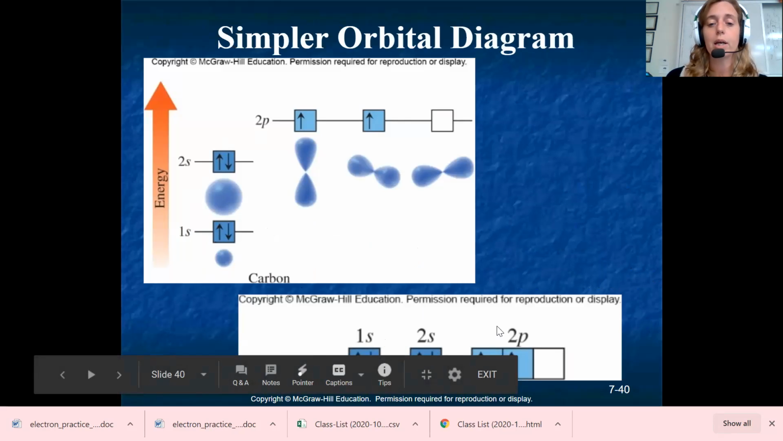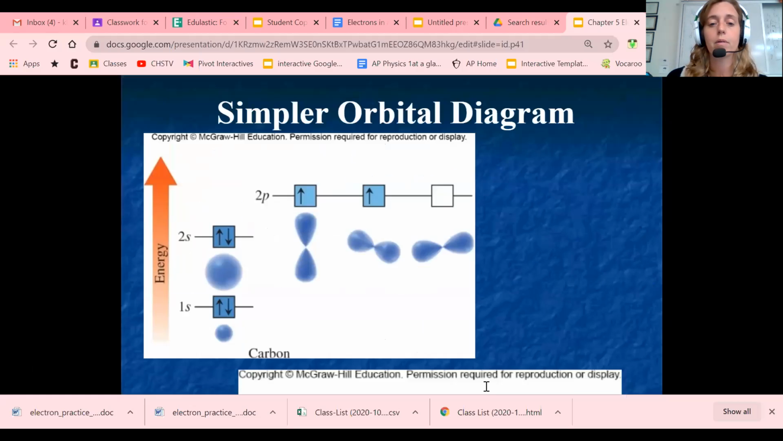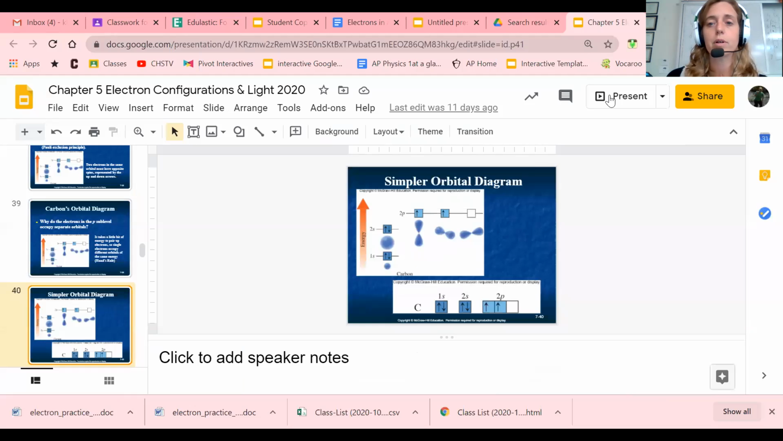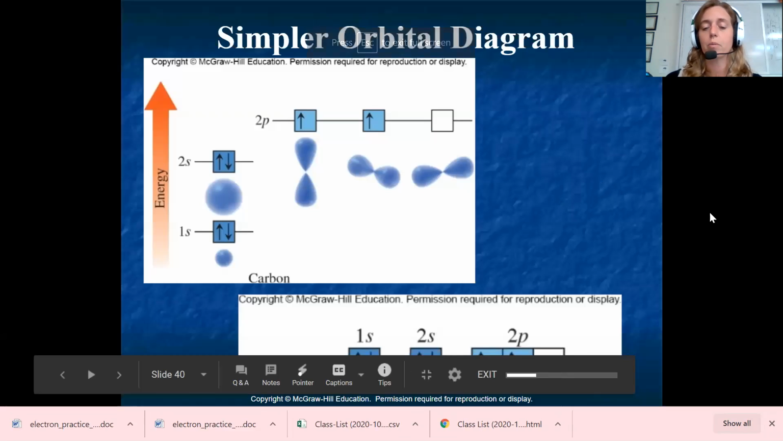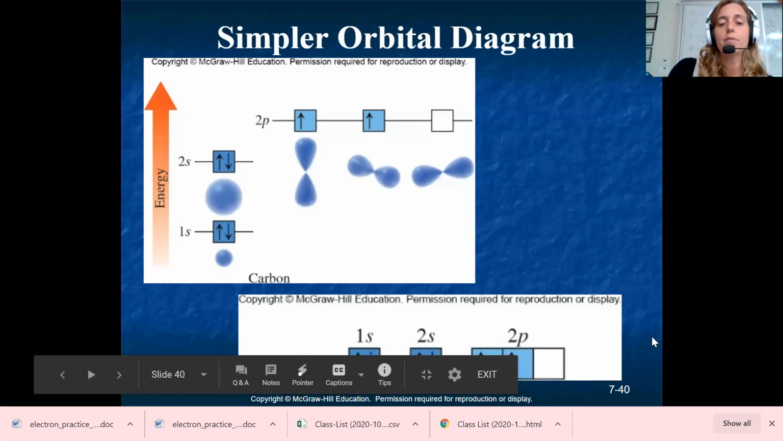So if you look here, oops, I didn't mean to do that, sorry. I'm going to wait for that to go away because I want you to see the bottom part down here. As you can see, you have your orbital filling.